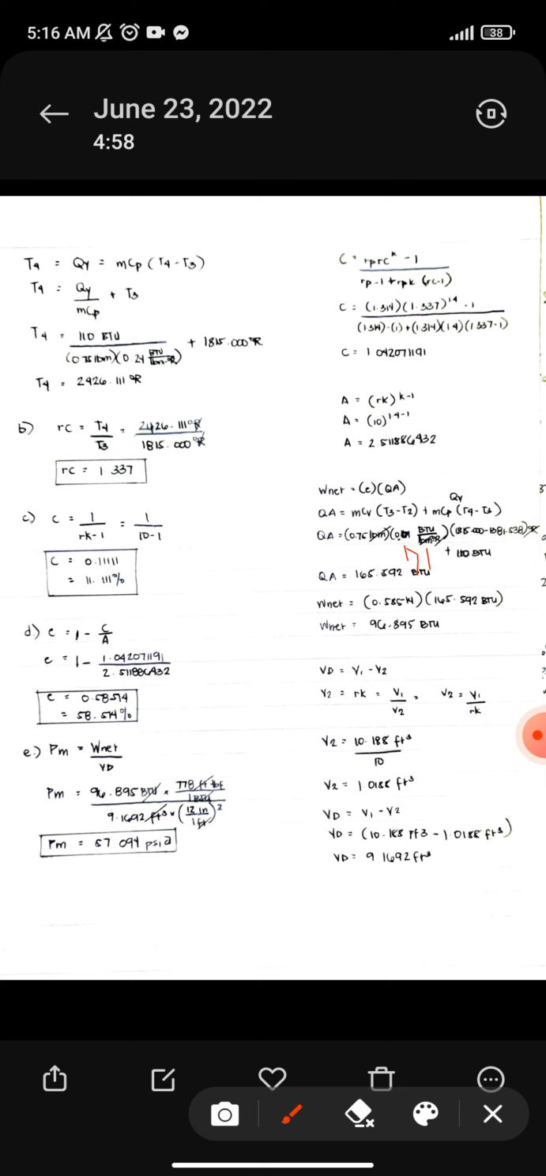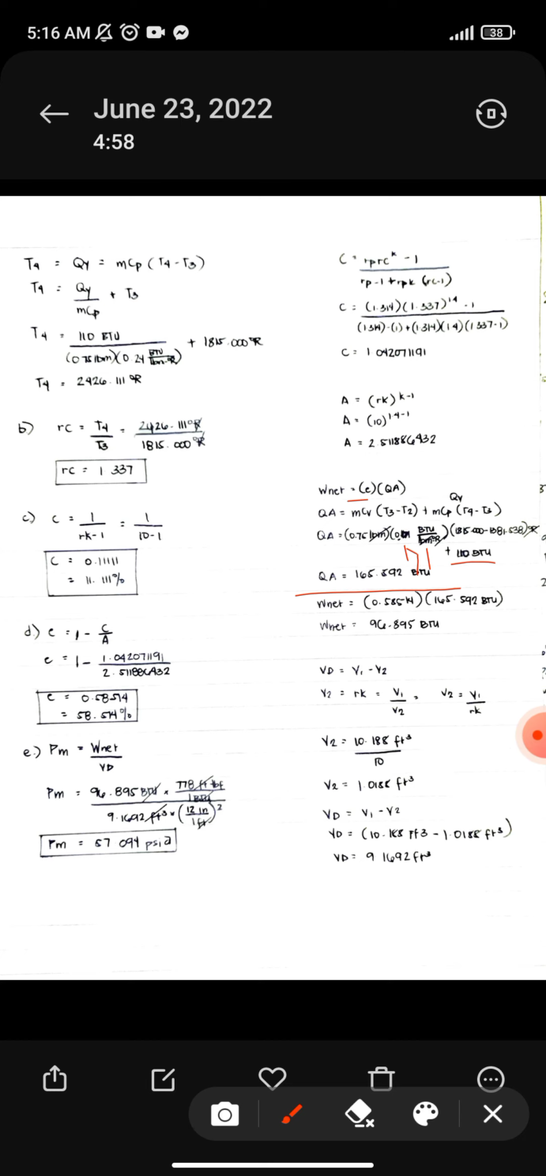1815.00 minus 1381.538. So, yung MCP times T4 minus T3 natin is equal siya sa QY natin. So, yung QY natin is equal siya sa 110 BTU. So, plus natin dito na plus 110 BTU. So, yung QA natin, we have 165.592 BTU. So, meron na tayong QA and meron na rin tayong E.